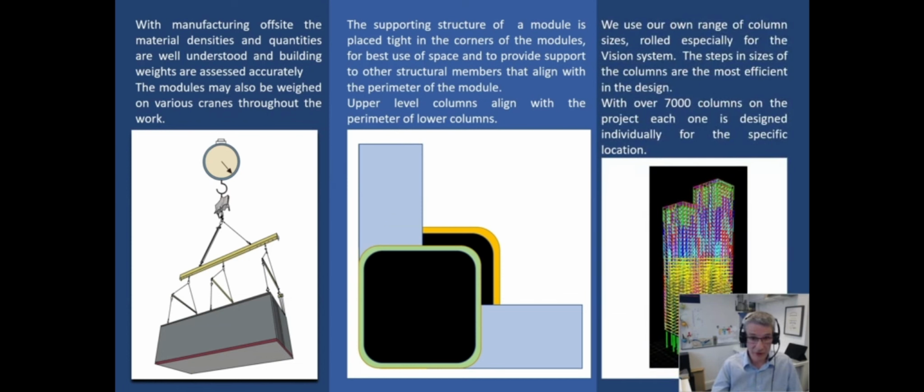We use our own range of column sizes rolled specially for the vision system. The steps and sizes are the most efficient that we can achieve. In George Street, there were over 7,000 columns on the project, and each one is designed individually for the specific location in the building.